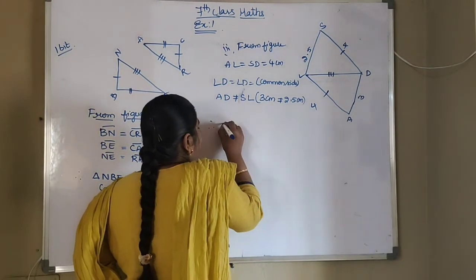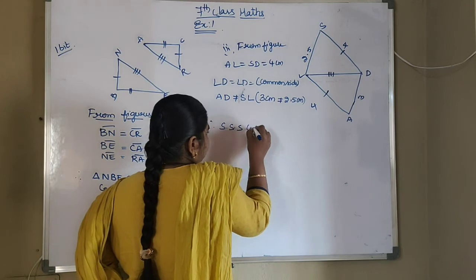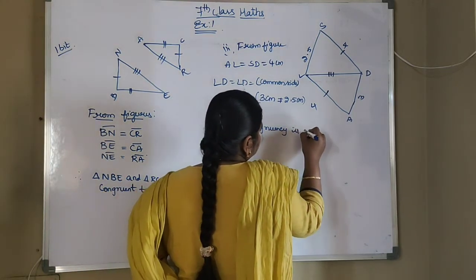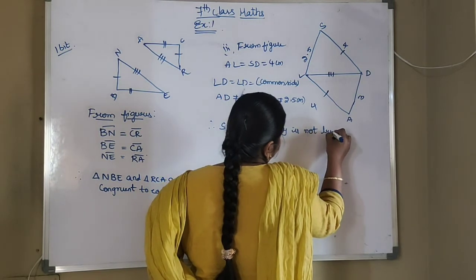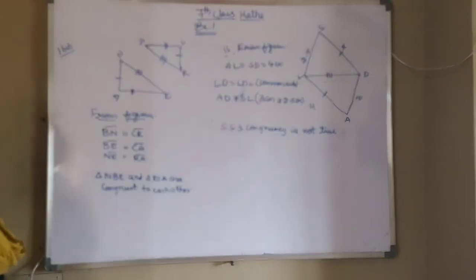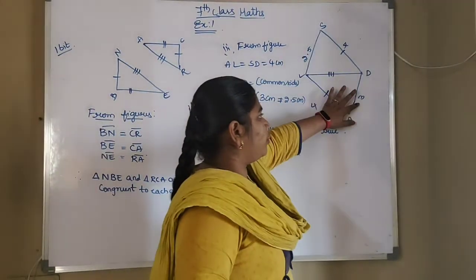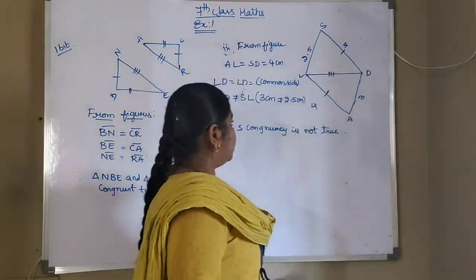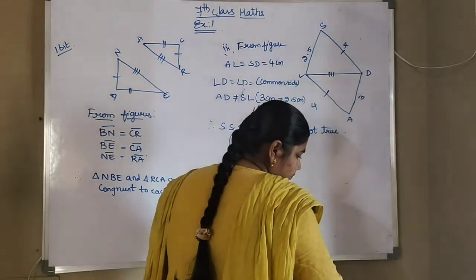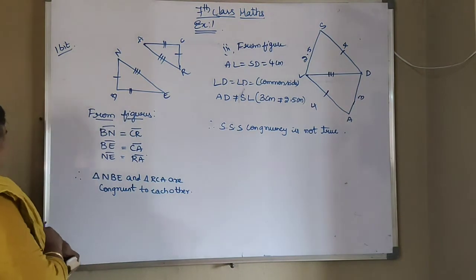So therefore SSS congruency is not true. So first bit is true, second bit is not true because these two sides are not equal to each other. So this is our first bit. I hope you have understood. Next is second bit.